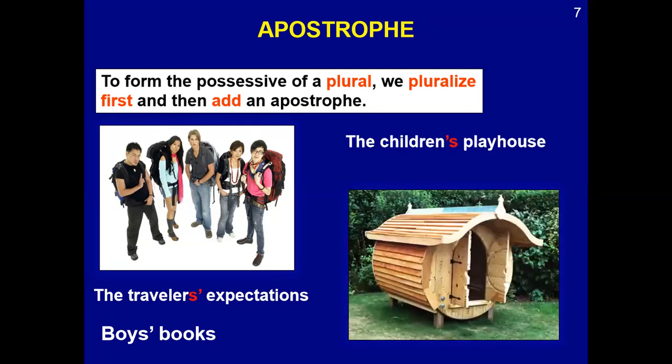The children's playhouse. Now see, here the situation is entirely different. What was the problem? The word children by itself is plural, and its singular is child. So we have written its plural form first, which is children, and then we have added apostrophe S. So this is the children's playhouse.